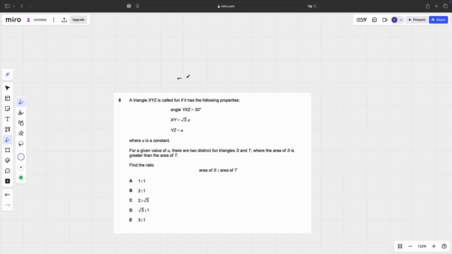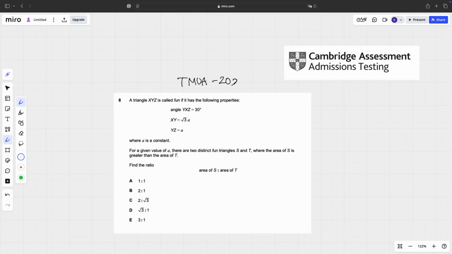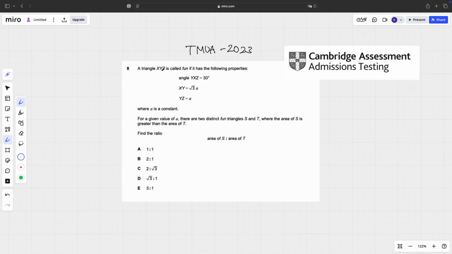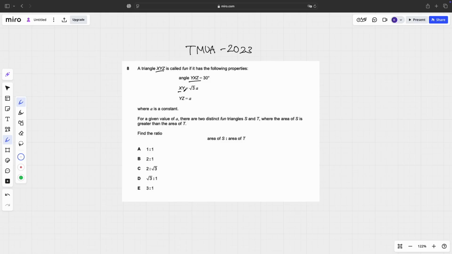And today we are going to be doing another question from the TMUA of 2023. We're given a triangle XYZ, and we're given one of its angles and two of its sides. We're told to find the ratio of the two areas of the triangle.